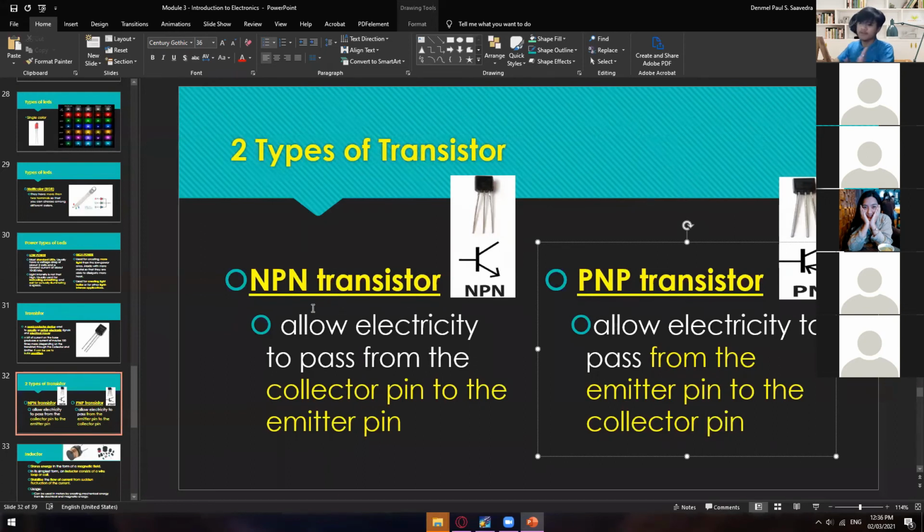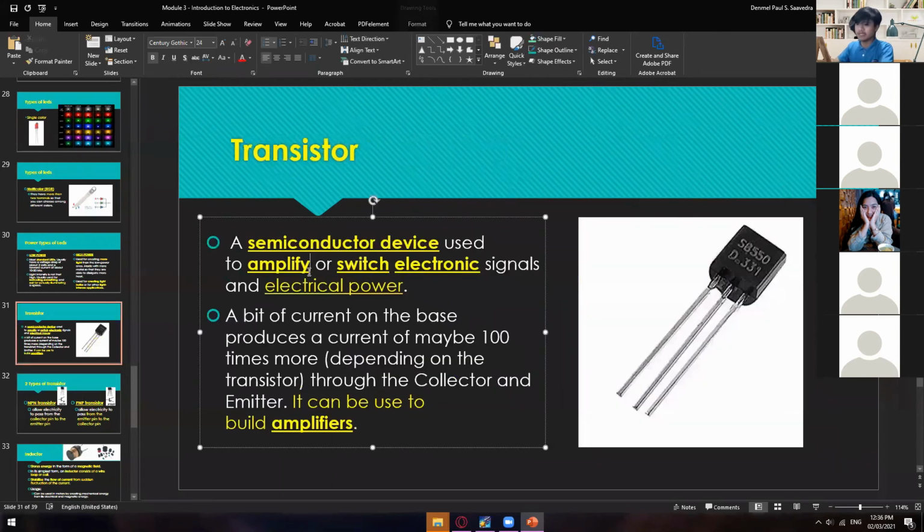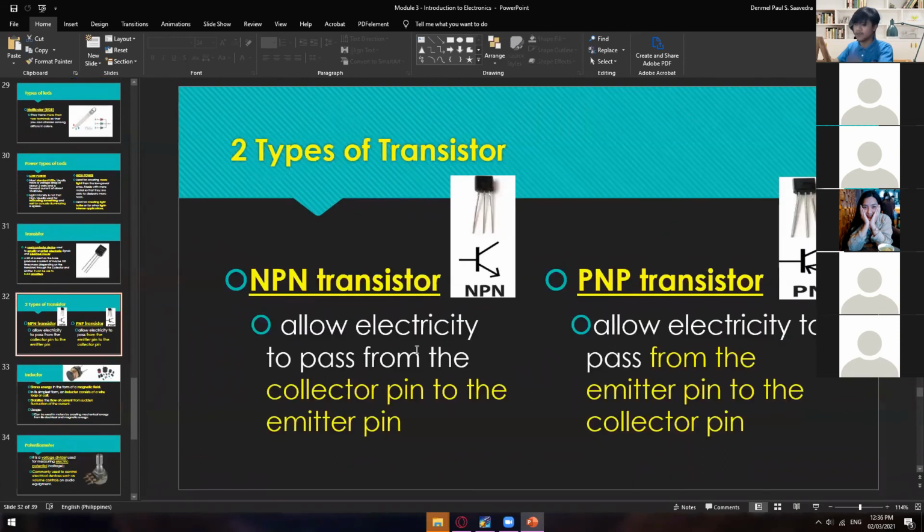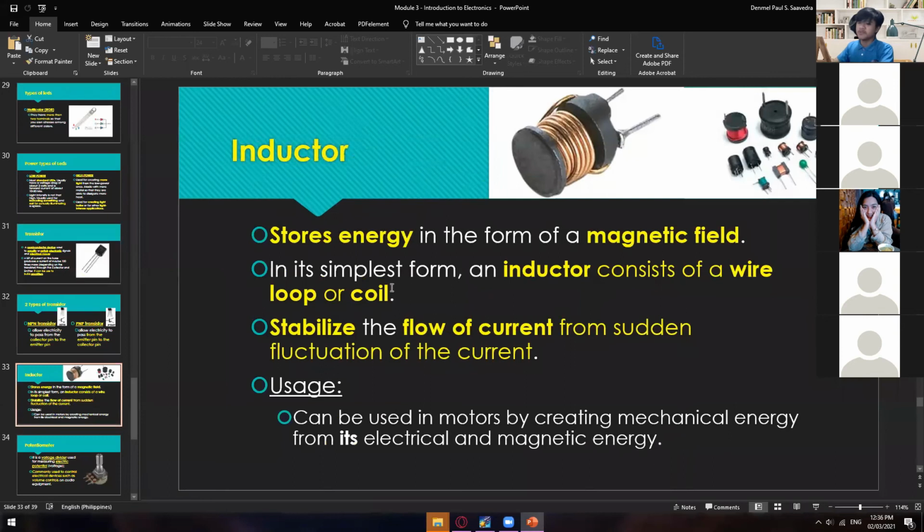Both of them serve the same functionality, wherein they can amplify and also work as a switch, just with a different flow of current. And of course they have their own advantages and disadvantages. So much for that. Let's now move on to the inductor.